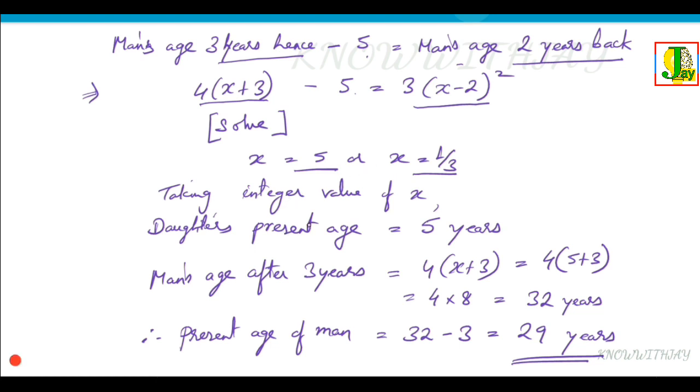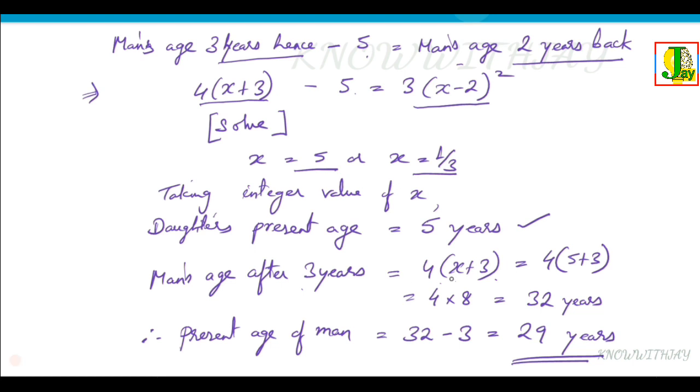Now taking the integer value of x, the daughter's present age would be 5 years, x is 5, and the man's age after 3 years is given by 4 into (x + 3). We can use any of the conditions, whether we use the age 3 years after or the age 2 years back, it doesn't matter. So you should get the man's present age, precisely what is required.